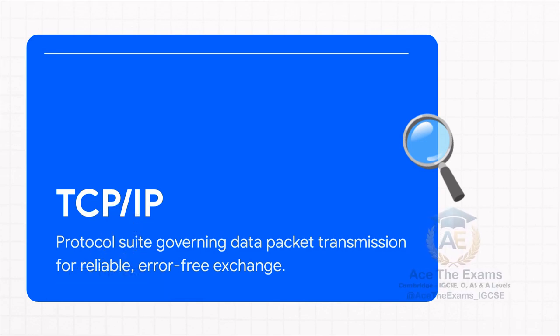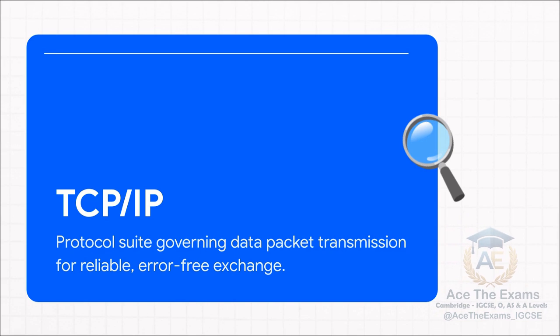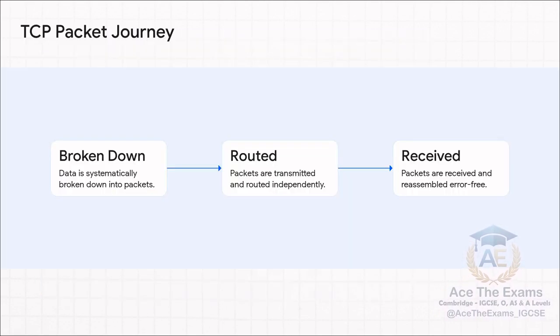The absolute keywords you need to remember here are reliable and error-free. Basically, TCP ensures that a file sent from, say, Tokyo arrives in London completely intact without a single missing bit. Let's break down exactly how this builds.